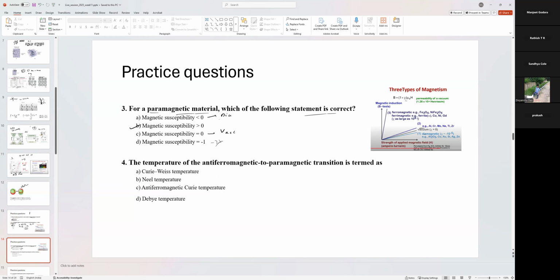The temperature of antiferromagnetic to paramagnetic transition, I think we already did it last class. Just definition. So this is the Neel temperature where your antiferromagnetic material, with alternating magnetic domains, becomes randomly oriented. That's your Neel temperature.